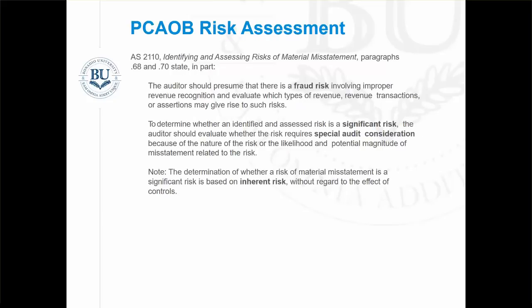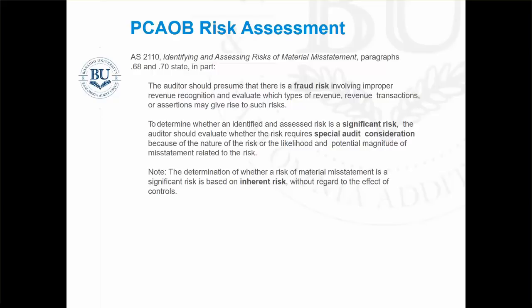So let's talk about the PCAOB risk assessment momentarily. And I think it's important to take a look back, as I alluded to earlier. The risk assessment piece is something of a hot button. We talk about it at our updates, and we talk about it as part of this training. It's something that we can all improve on, and it's one of the things that we as a profession seem to be struggling with a lot.